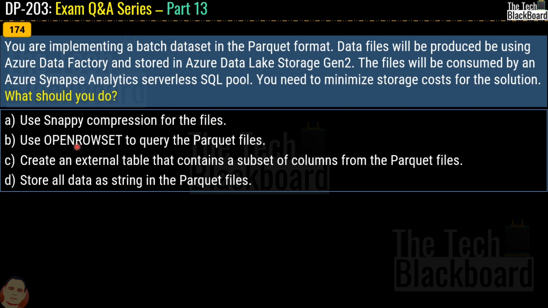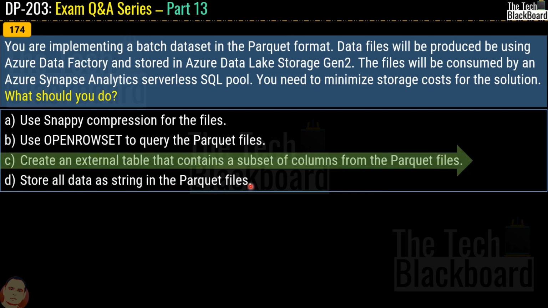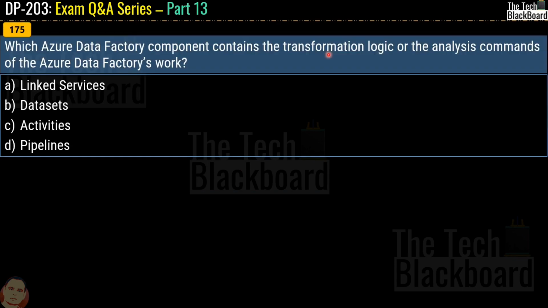The second option is use OPENROWSET to query parquet files. The third option is create an external table that contains a subset of columns from the parquet file. The fourth option given is store all data as string in parquet file. And the correct answer for this question is option C, create an external table that contains a subset of columns from the parquet files.